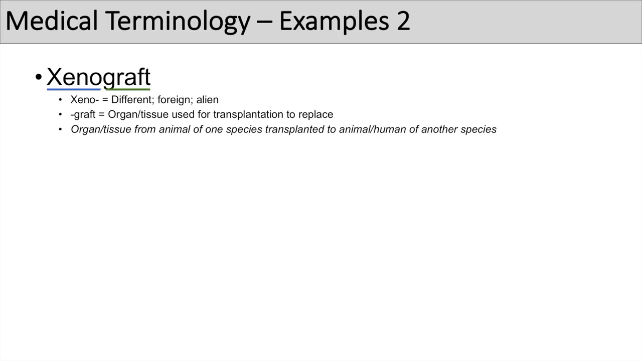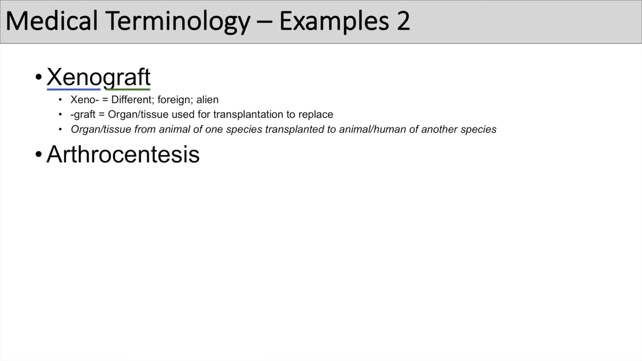And xenograft is just one type of graft. There's also autografts and allografts. An autograft is when you transplant a tissue from the same person. And an allograft is when you transplant a tissue from one person to another person. So that's just a little bit of a detour in our lesson here.